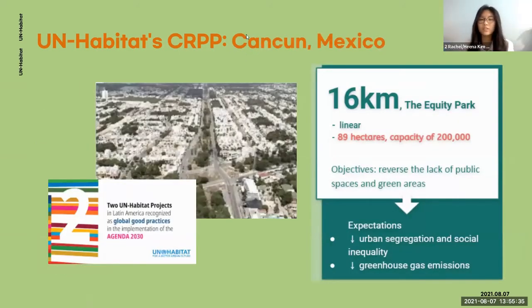Another ongoing project of the UN Habitat has been taking place in Cancun, a state of Quintana Roo in Mexico. The project deals with all procedures regarding the construction of the Equity Park, which is a linear park with a length of more than 16 kilometers, a total area of 89 hectares, and a capacity of 200,000 residents in Cancun.